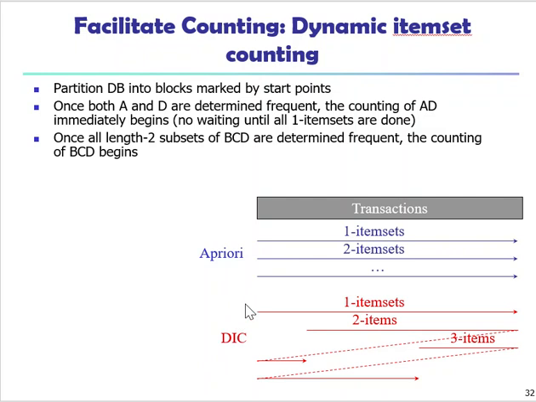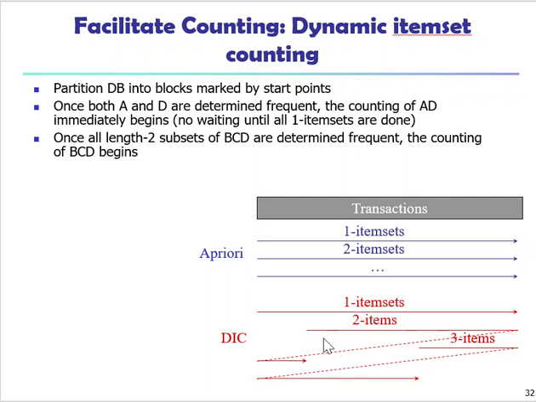When we do the one-item set scanning, if we have decided both A and D are frequent, then while the database is still loaded in memory, we can immediately start the counting for this AD two-item set. We don't have to wait for the entire scan to complete, the database to be offloaded, and then come back, reload the entire database, and do the scanning iteration by iteration. We can actually interlace them.